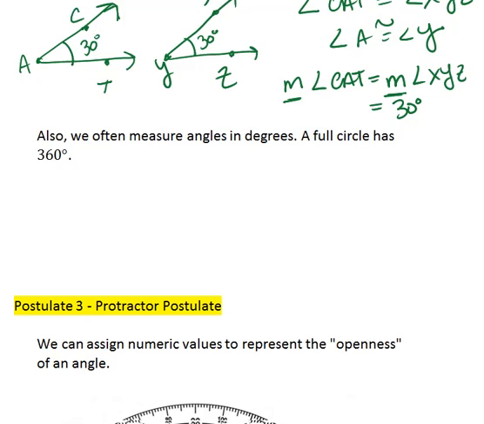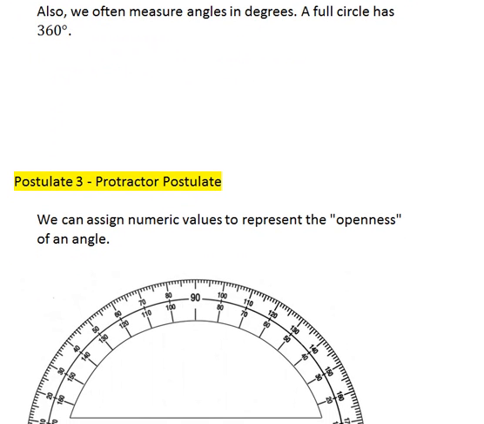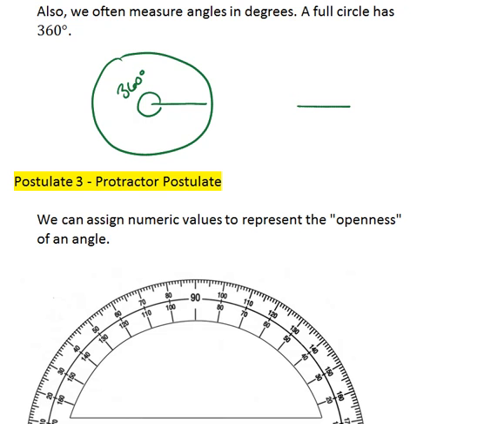An important thing you should know is that we often will measure our angles in degrees. And a full circle has 360 degrees. So a quarter of a circle would be 90 degrees. And that's a special angle that we'll talk about later.